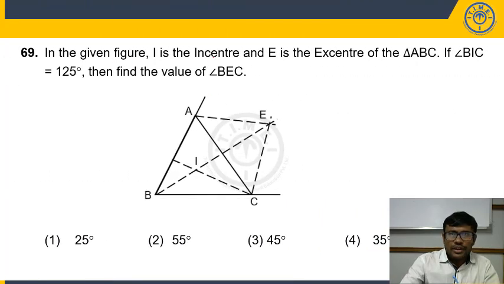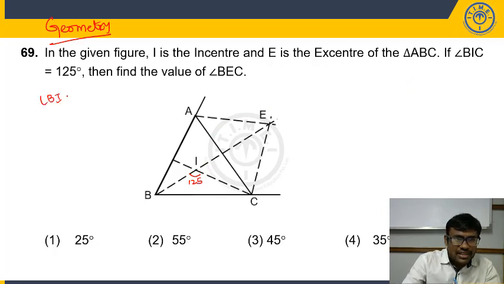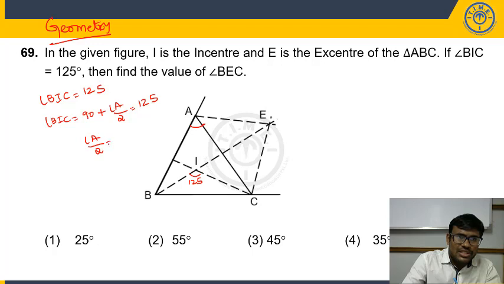In the given figure, I is the incenter. So it's a geometric question. In the given figure, I is the incenter and E is the excenter of triangle ABC. Angle BIC is given as 125. Angle BIC is equal to 90 plus angle A by 2, that was given as 125. So angle A by 2 is equal to 125 minus 90, that is 35. So angle A is equal to 70 degrees.